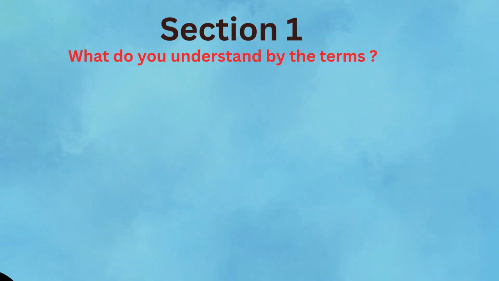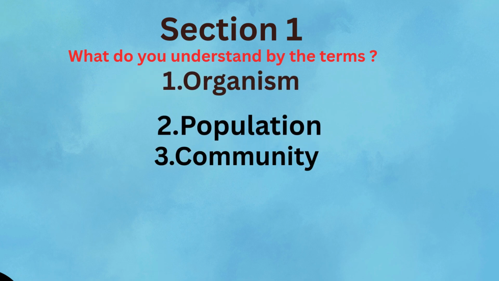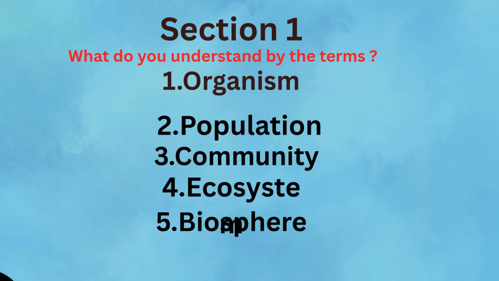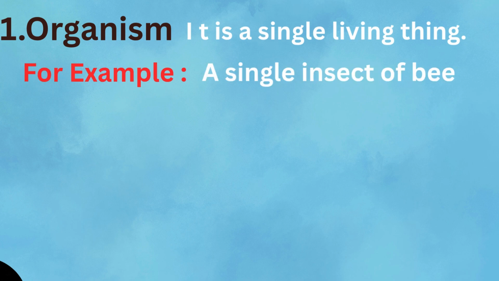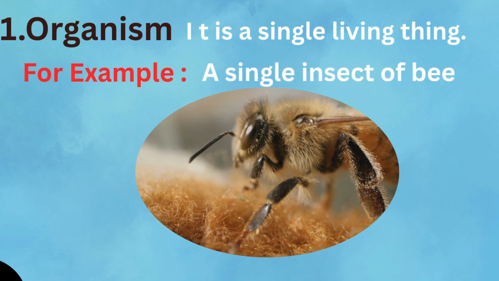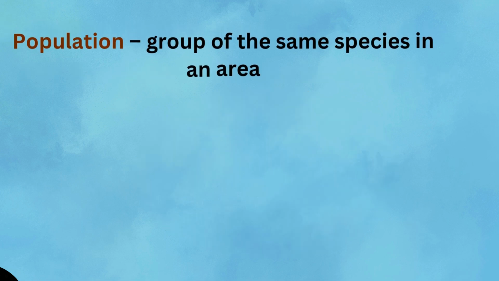Section number 1, what do you understand by the following terms? Organism, population, community, ecosystem, and biosphere. Organism, it is a single living thing. For example, a single insect, a bee. And population is a group of the same species in an area.